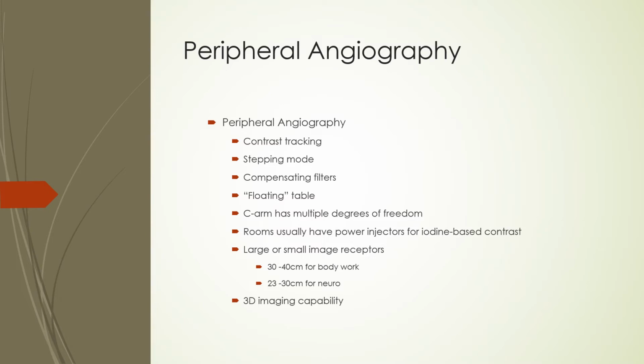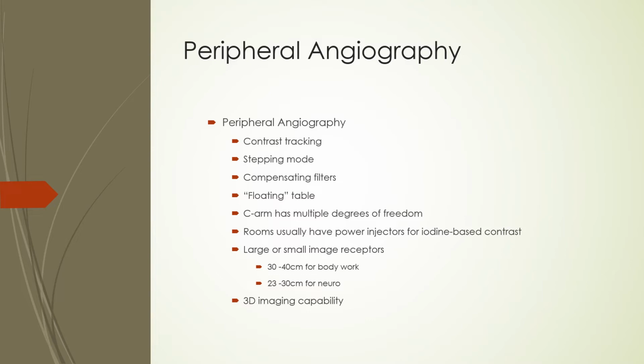Many angiographic systems operate in a stepping mode for runoff procedures, sequentially stepping along the patient's body while acquiring images at each step. Images overlap by some extent, often one-third, to ensure smooth anatomical coverage. Compensating filters are often used to equalize image receptor exposure around the patient's legs. In this application, the table usually floats up, down, left, right, and head to toe. The C-arm has multiple degrees of freedom, allowing it to rotate and skew for various projection angles.